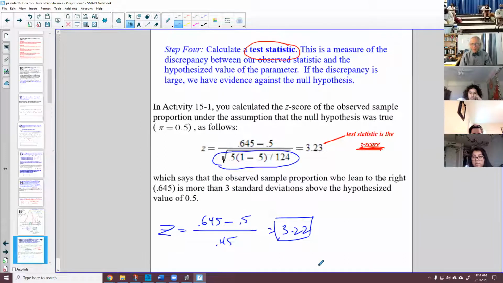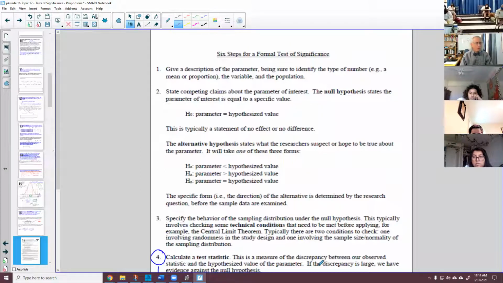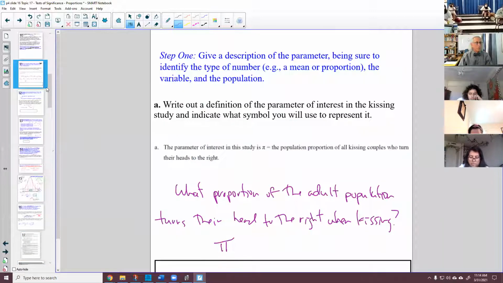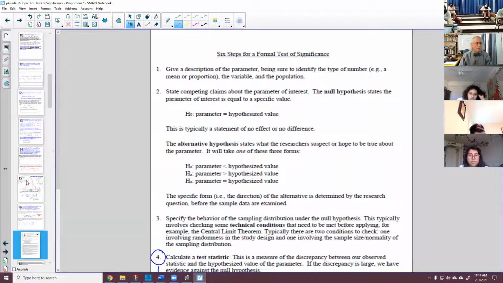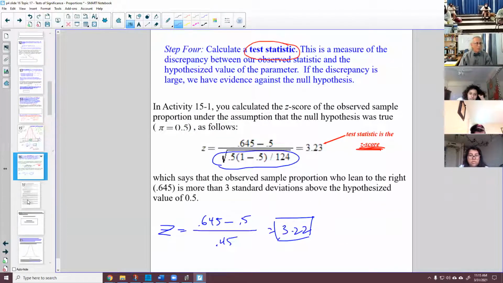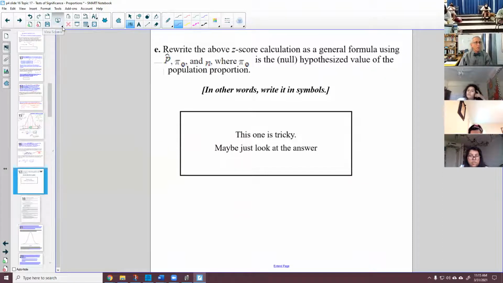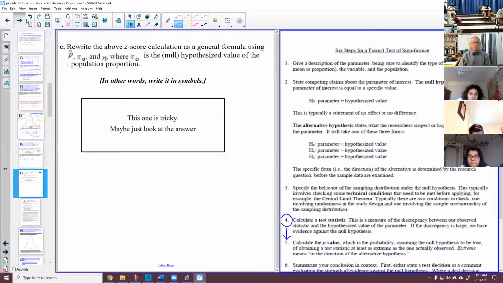Okay, so we calculated the test statistic. And the next step that we need to do, oops, wrong one. What? How did that happen? I don't want that. Here's our test statistic. The next step is we're going to calculate the p-value.